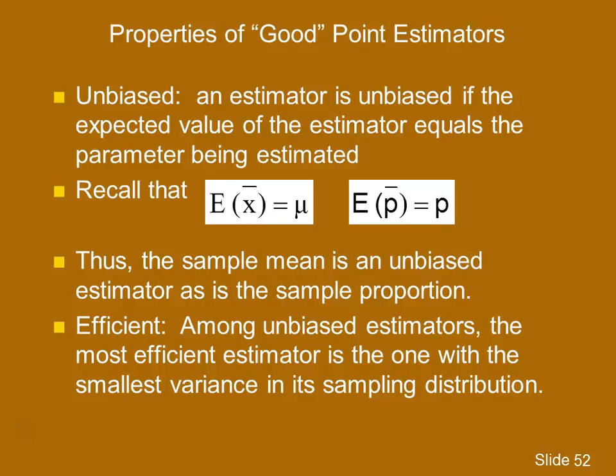Now, there's sort of a problem with unbiasedness. It's a fine property, but there can be lots of unbiased estimators. In other words, for example, x bar is not the only unbiased estimator of mu. We could create other estimators. So then you could ask the question, well, which one would we prefer? Well, that gets us to a second criterion here, which we call efficiency. Among the unbiased estimators, the most efficient estimator is the one with the smallest variance in its sampling distribution.